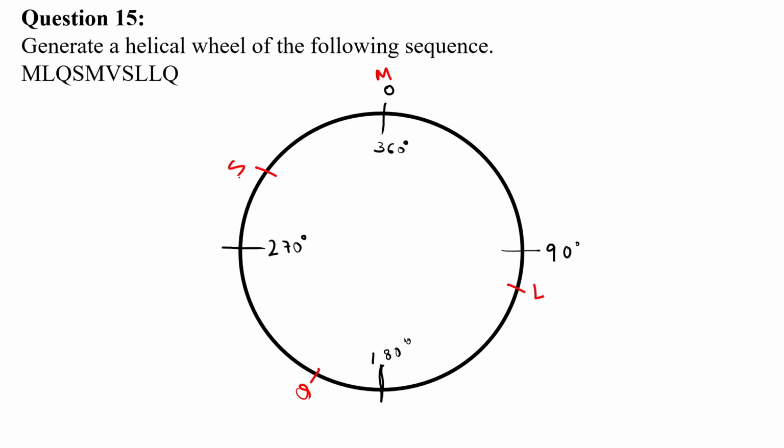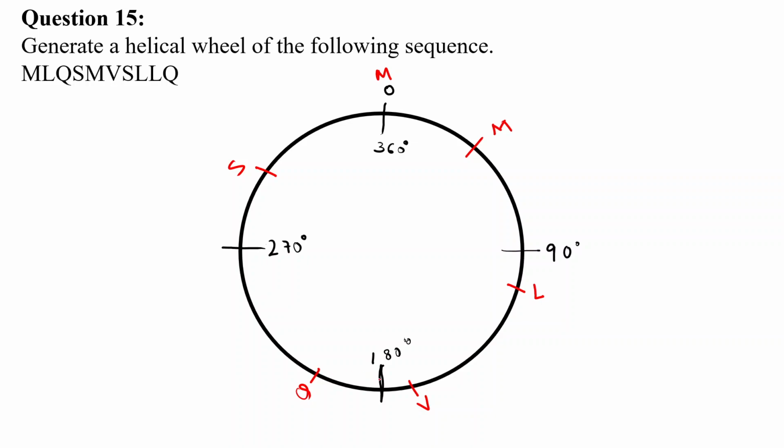Can you make the complete circle like that? I would request all of you to try it out on your notebooks also. Then only you will have the practice of making these helical wheels. Then again we have the fifth residue, that is M. So it will come somewhere here. Then we have valine, V. So this is 1, 2, 3, 4, 5. So we will come somewhere here.